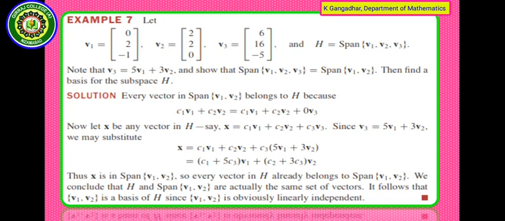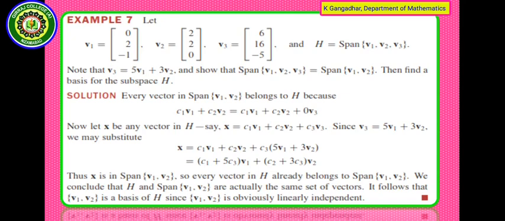and here we write V3 equal to 5 V1 plus 3 V2. So then what is X? In X we substitute V3 equal to 5 V1 plus 3 V2. So X equals C1 V1 plus C2 V2 plus C3 times (5 V1 plus 3 V2). So here X is a linear combination of the vectors V1 and V2.